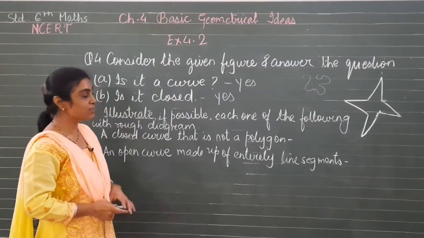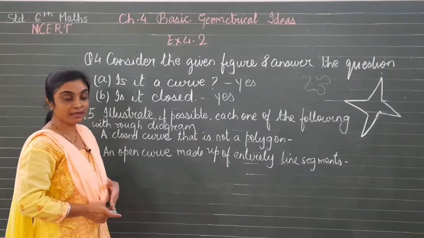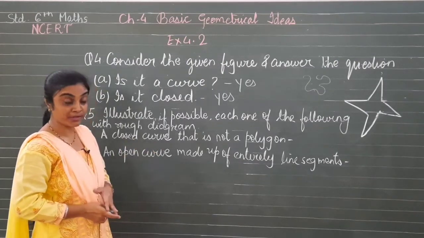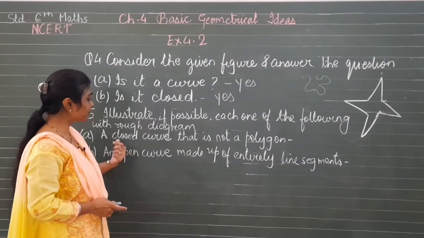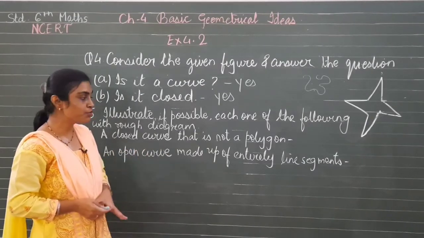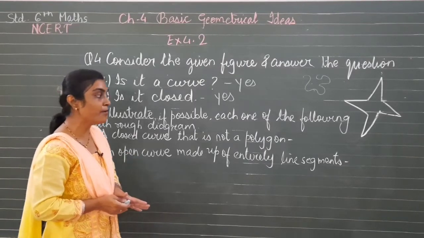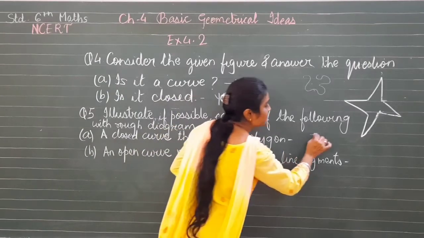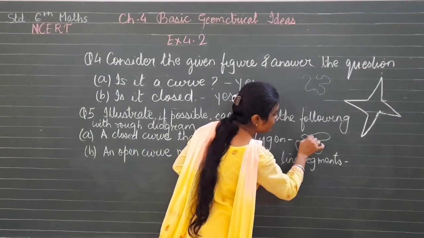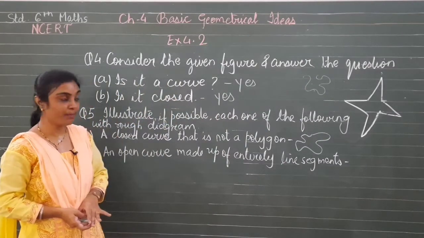Now let us move to the next question 5. Illustrate, if possible, each one of the following with a rough diagram. Here we have to draw the rough diagram. First one, a closed curve that is not a polygon. We have to draw a curve which is not a polygon. That means it should not be made up of line segments. So we can draw a simple curve and it should be closed. So this is a closed curve which is not a polygon.